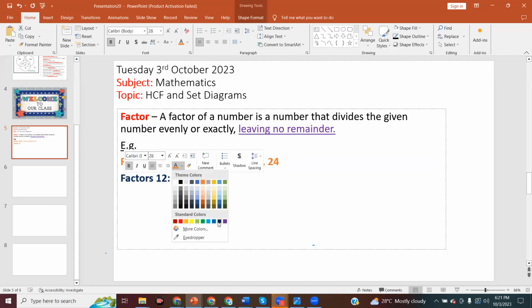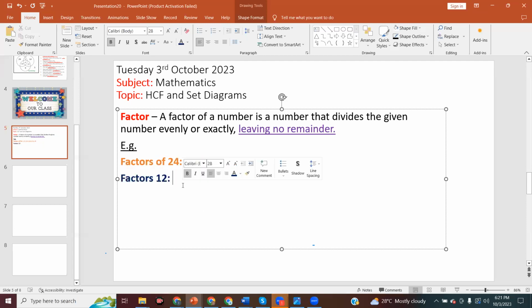All right, so let's list the factors of 12. So it's going to be what? 1, 2, 3, 4, 6, and 12. Good.